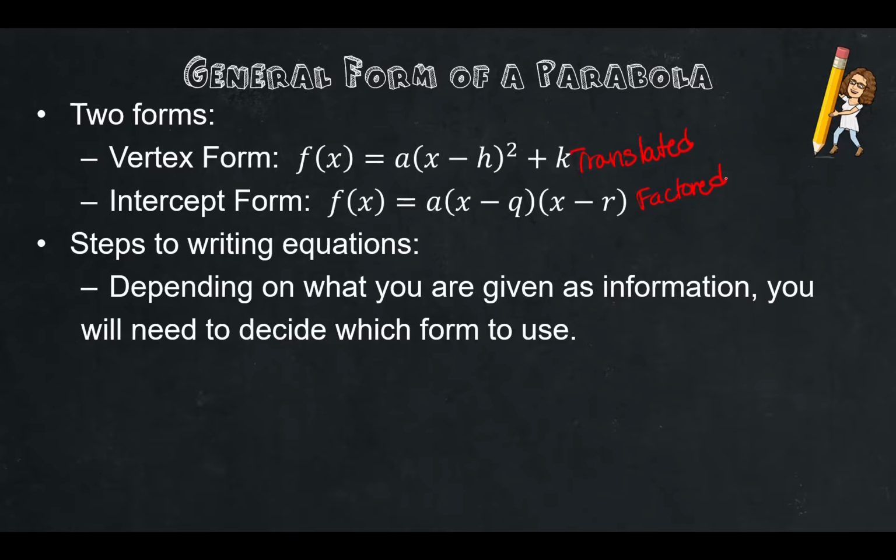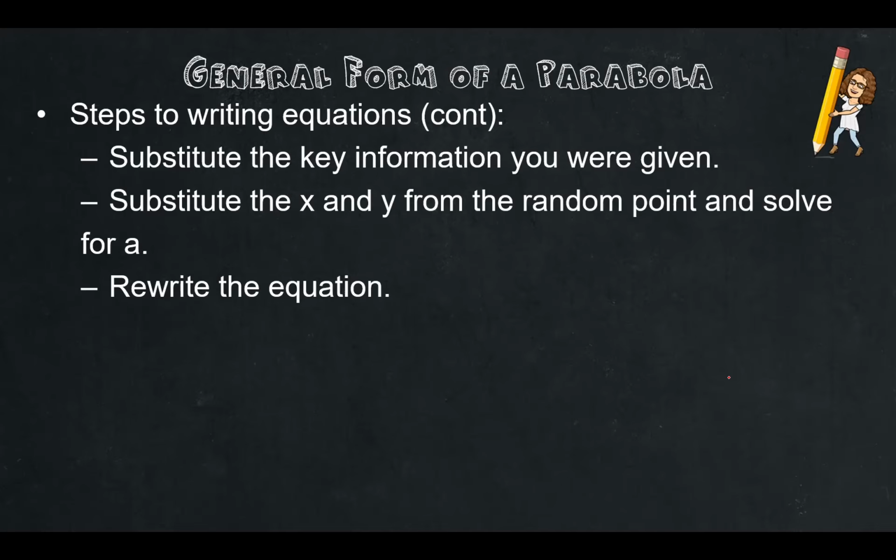Okay. Steps to writing our equations. Depending on what we're given as information, we need to decide which form to use. And there's going to be bits of information that tells you which form you should use. Then we're going to take that key information and substitute it into the form that we pick. They're going to give us a random point, x and y. We're going to solve for an a, and then we're going to rewrite our equation. So it's kind of going to look a little different. We definitely do need to pay attention to what kind of form we need to use, and we're going to discuss that as we do our examples.